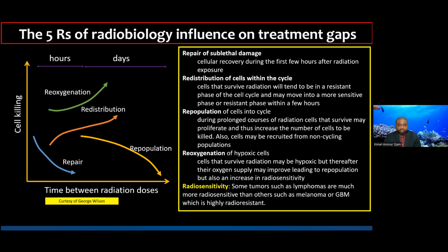Now, as the treatment progresses, the initial hypoxic cells that are typically found within the core of the tumor gain access to better oxygen supply, leading to reoxygenation over days, which in turn decreases the radioresistance.